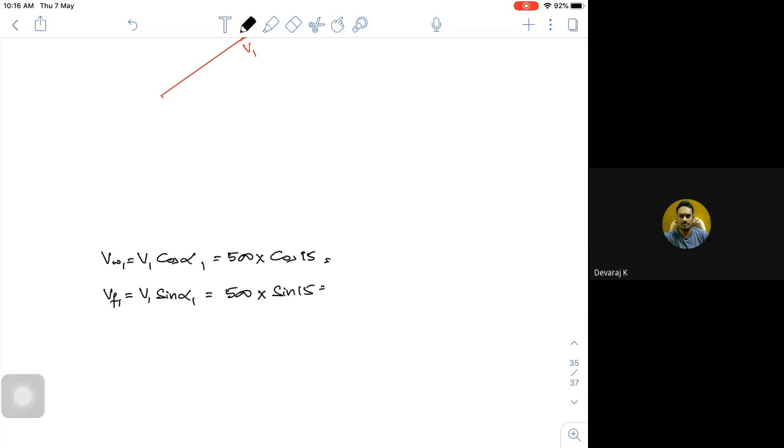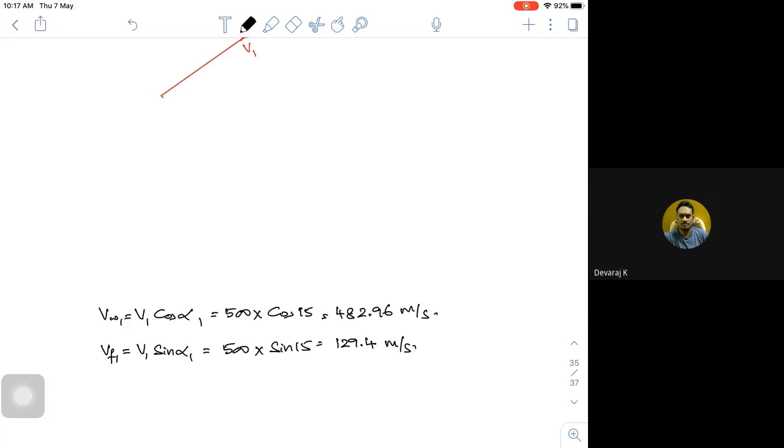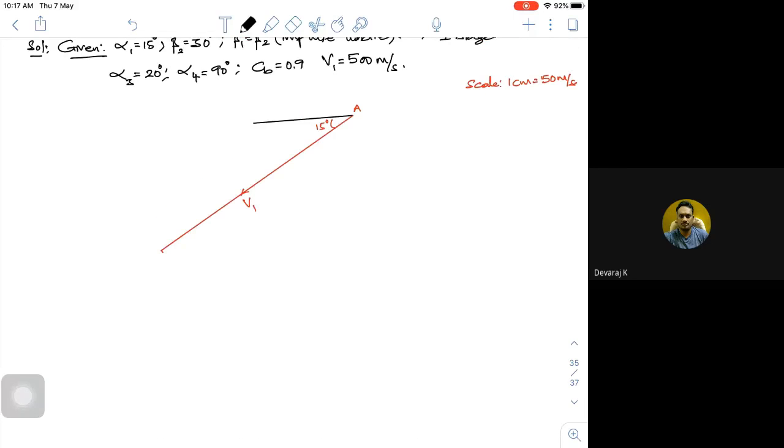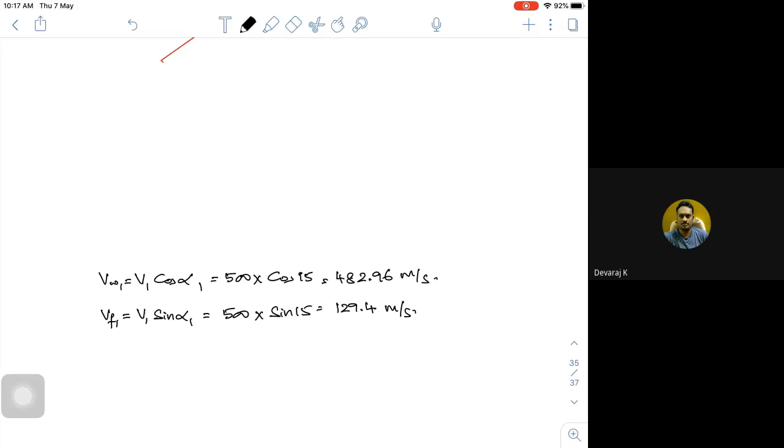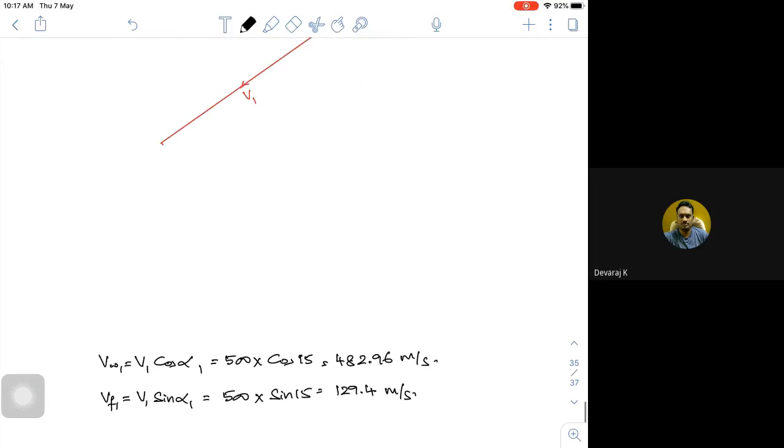I'll be getting the corresponding VW1 as 482.96, and 129.4 meters per second for your VF1. Now, VW1 is 482.96. If I draw to the scale, 450 will be around 9 centimeters.